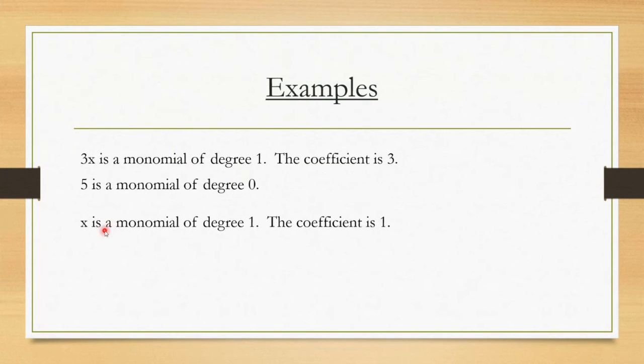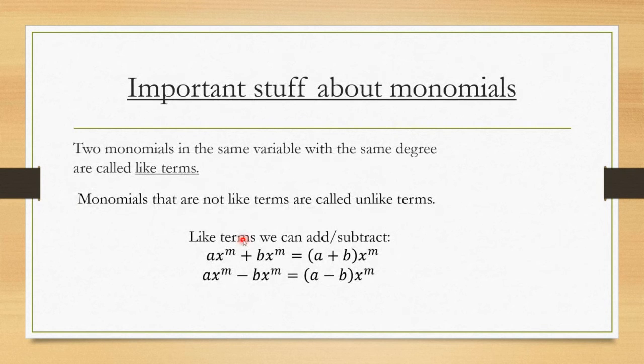So going back to this one, x and 3x are like terms. They're both in the same variable, and they both have degree 1. Whereas 5 and x are not like terms. 5 has degree 0, x has degree 1. And now why do we care about that? Well, we can add and subtract. That is, we can combine monomials together, but we only combine like terms. So we can only add and subtract them if they are like terms.